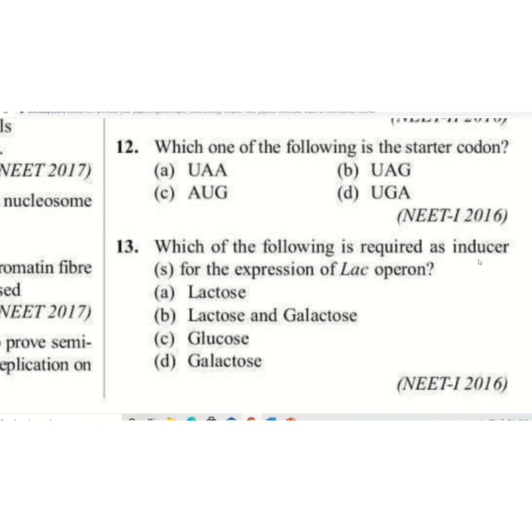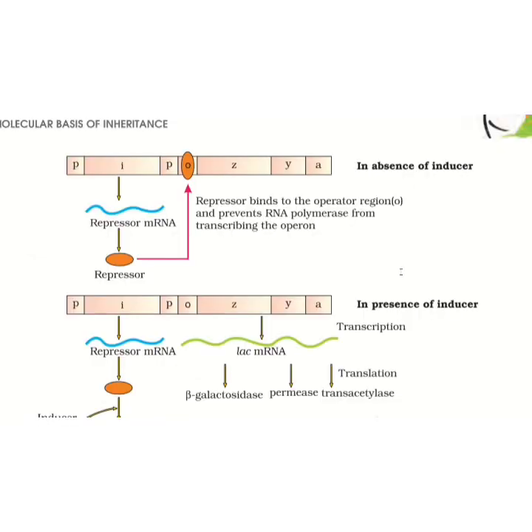Which of the following is required as inducer for the expression of lac operon? Options are lactose, lactose and galactose, glucose and galactose. Let's see. Lac operon means a set of genes that control the metabolism of lactose. So these are a set of genes that control the metabolism of lactose. See, what is gene expression? When will the gene be expressed in our body? When the cell needs the product of the gene, then only gene expression.